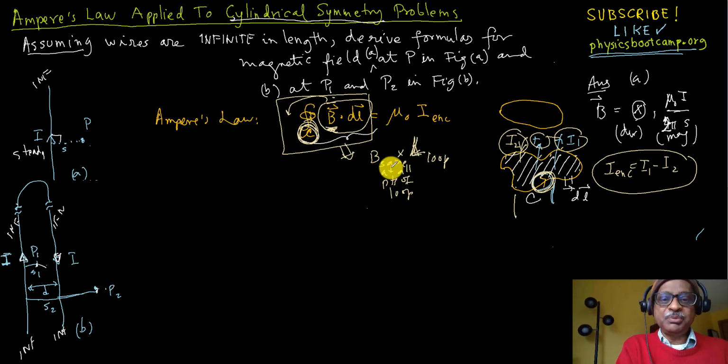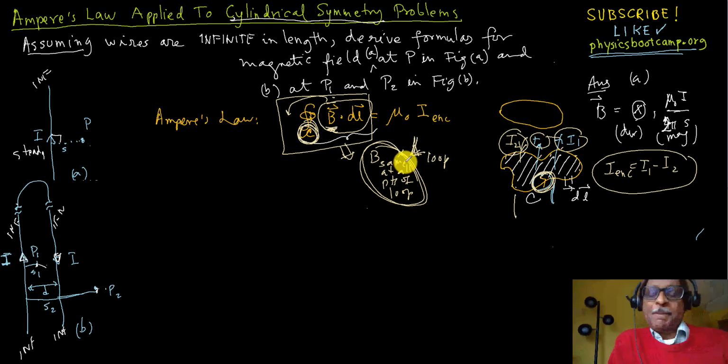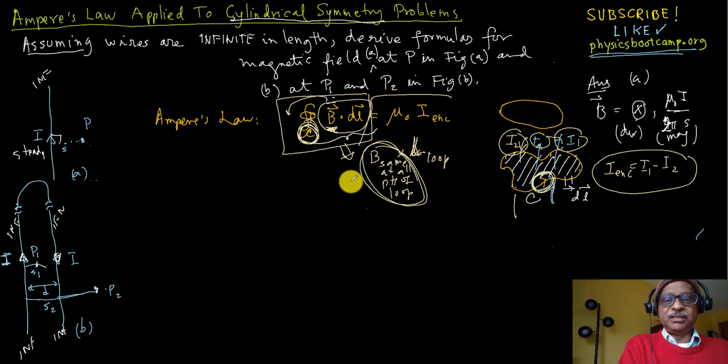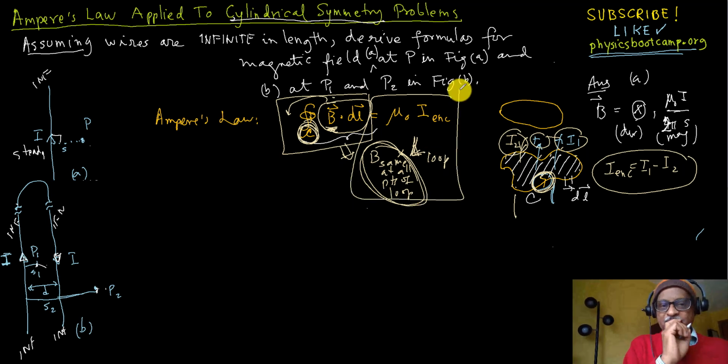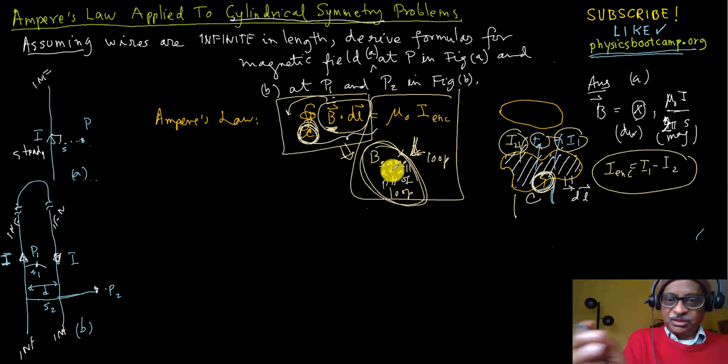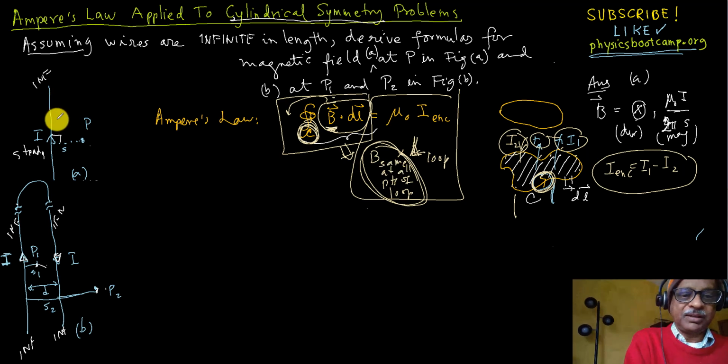So if this becomes this, then with B being the same, I am able to actually get the B magnitude just by solving this simple algebra equation. All right, so that's the trick. So how do I make sure B is the same? There has to be some argument. So let's look at this.